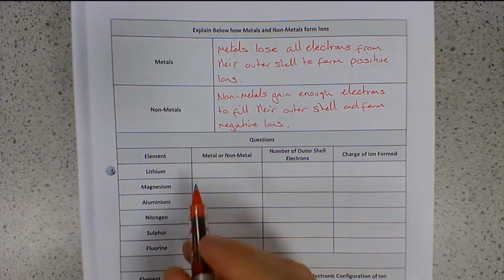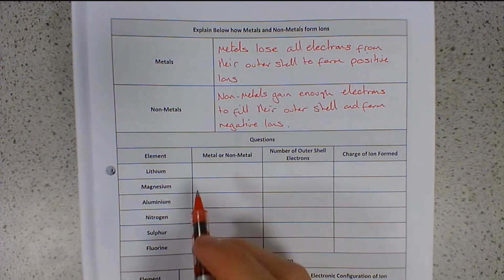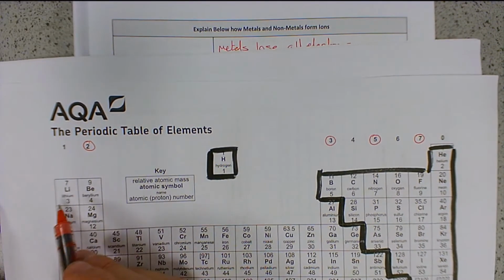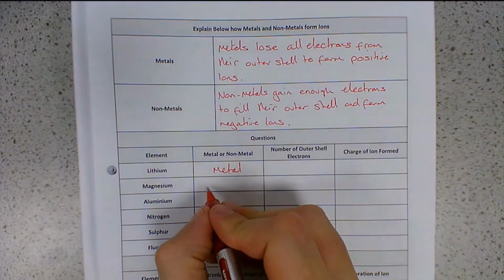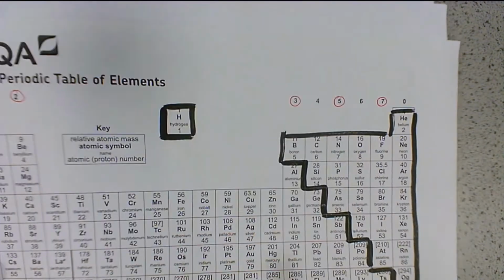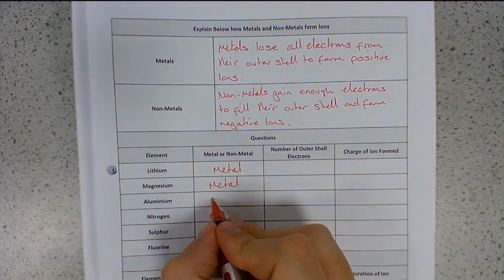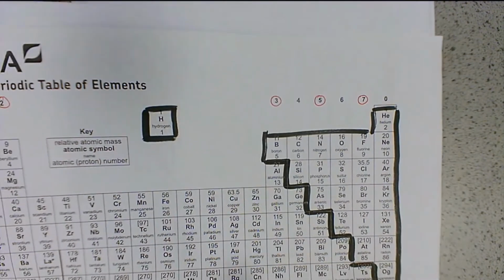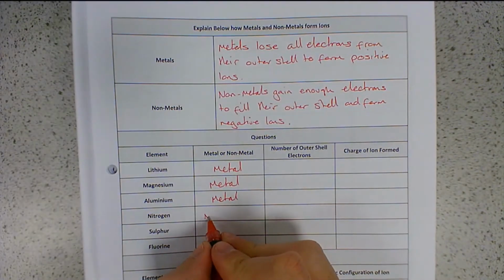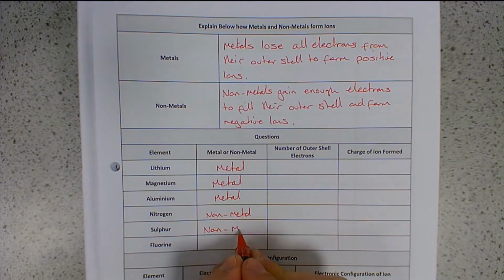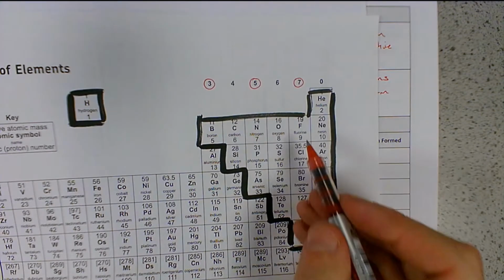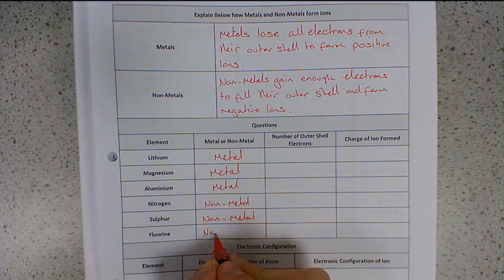So I'm just going to run down quickly and decide if they're metals or non-metals. So we've got lithium, which is over here, it's left of the staircase, so it is a metal. We have magnesium, again, left of the staircase, it's a metal. Aluminium, left of the staircase, therefore it is a metal. Nitrogen is to the right of the staircase, so it is a non-metal. Sulfur to the right of the staircase is a non-metal. And finally, fluorine again to the right of the staircase is a non-metal.